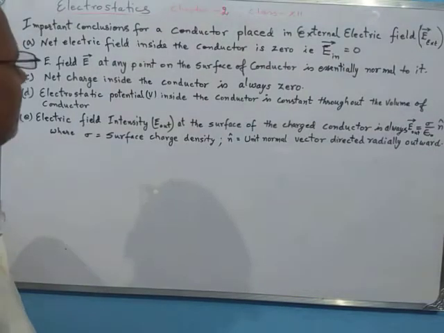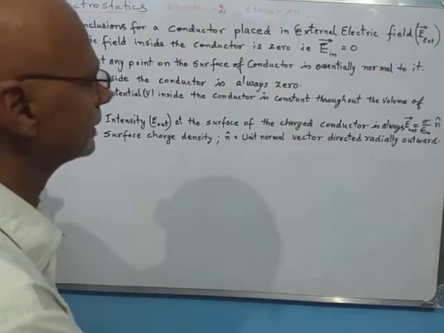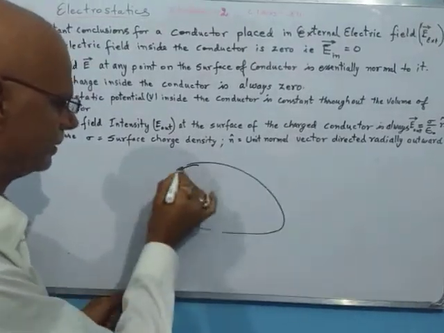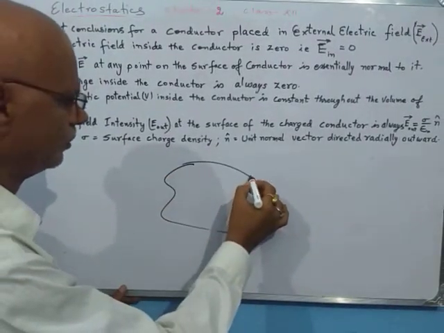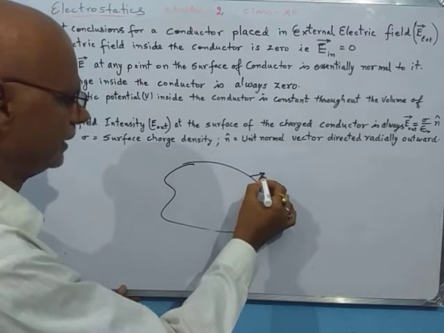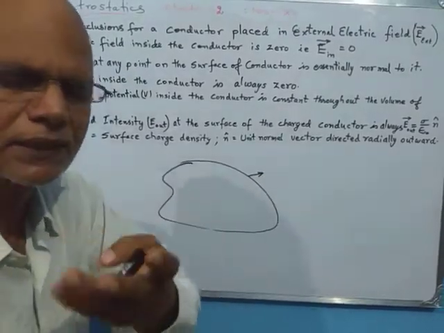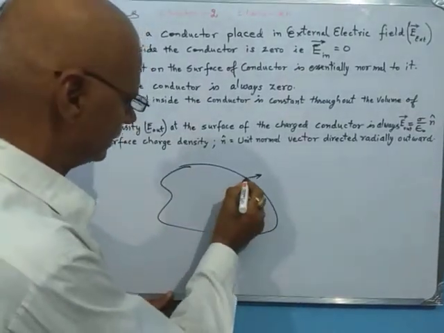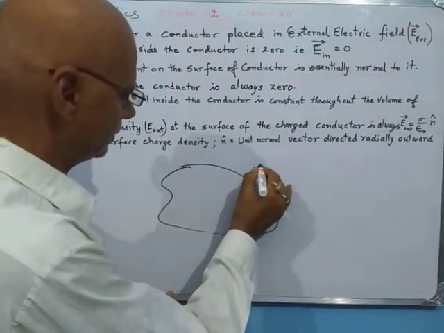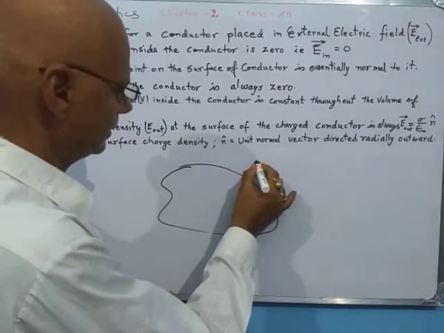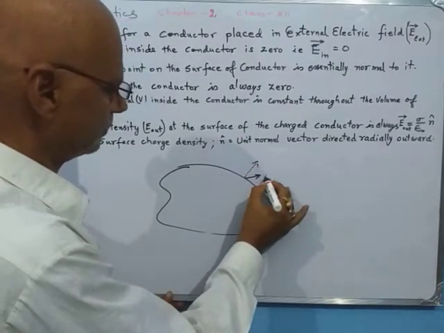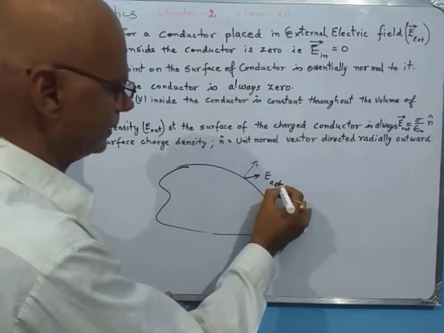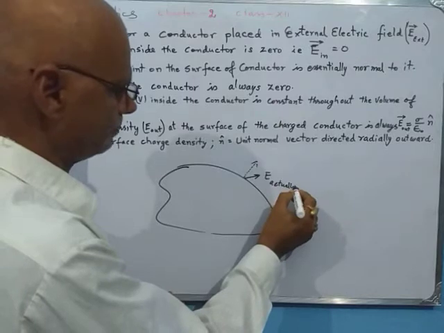Second point is that the electric field at any point on the conductor is essentially normal to it. Now we assume that some external electric field outside the conductor is there, but it is not normal to it. We take the contradictory case. We assume that no, it is not normal, meaning if this is the direction normal to the surface, and we take this actual electric field for the time being.